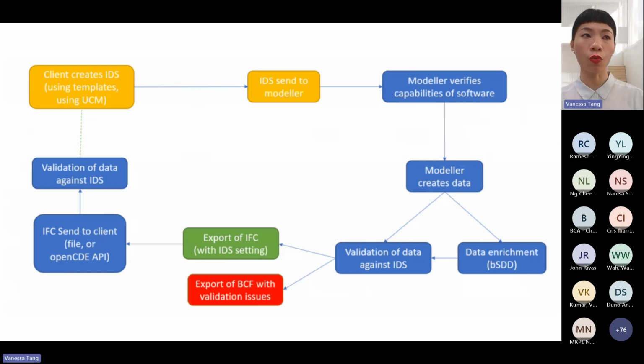So here's an illustration of the workflow. Let's say you're on the client, the employer project team, and you are creating an IDS, right? And you send this IDS to a BIM modeler who is creating this information model. That allows the BIM modeler to verify the software capabilities, whether it's able to deliver, and also to then, when creating this information, use the requirements that you have specified in the IDS. And then they would also use the bSDD to enrich the BIM model with properties, data classification, and so forth, right? And on the spot, the BIM modeler is also able to validate the data against the IDS.